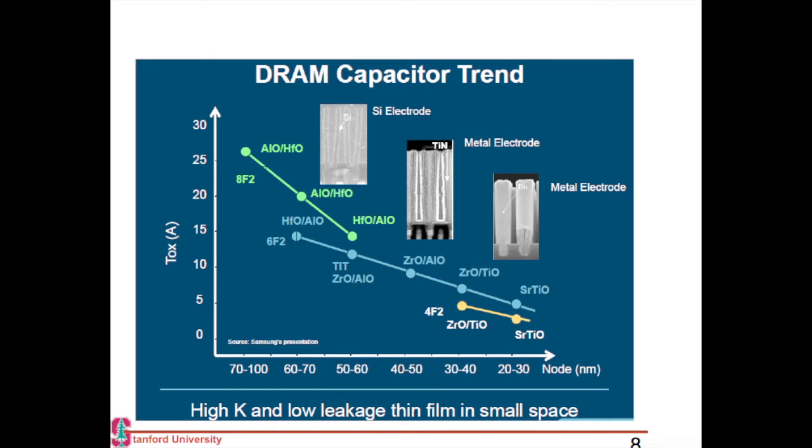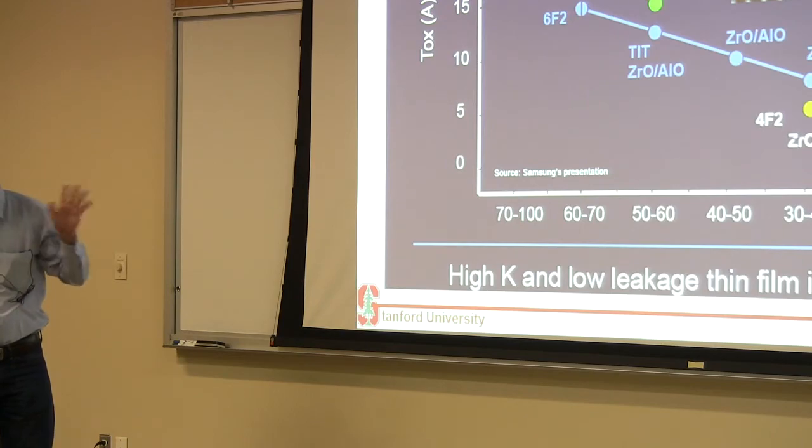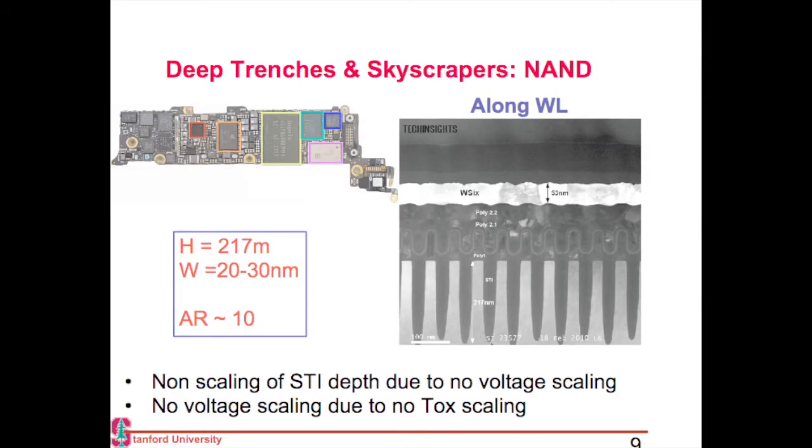So the way people have been increasing the capacitance is by making it use both surfaces and by making it taller. So it's necessary to make this structure taller, and that is one of the main process challenges in DRAM.